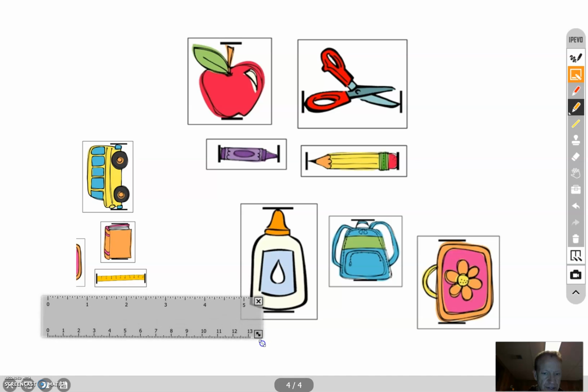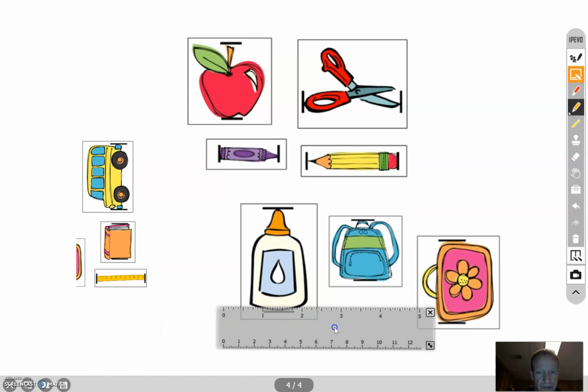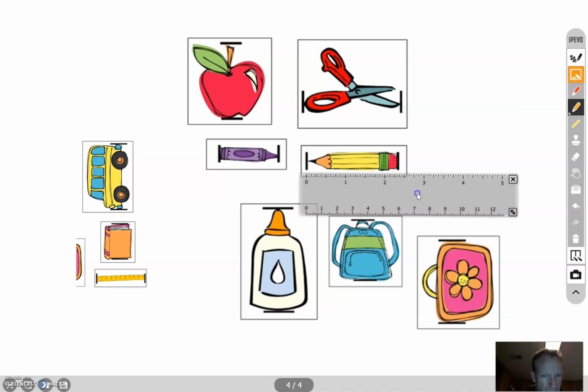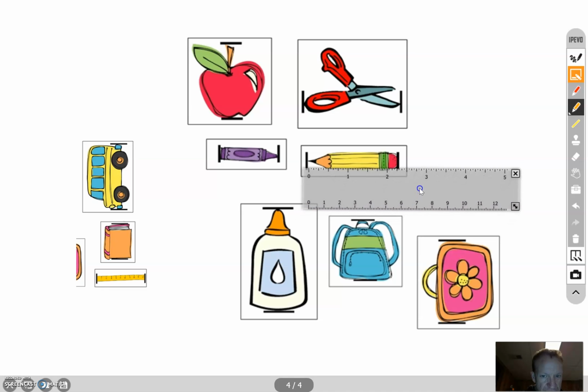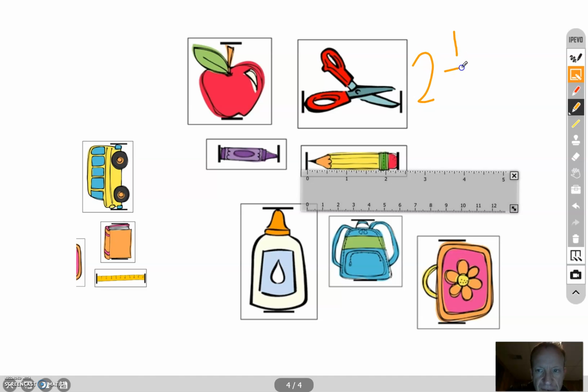Notice how this ruler does not start at the beginning. So we've got to make sure, just like the rulers on Google slides, that we hold the line up to the 0, not the start of the ruler. And then we gauge where it's closest to. If it's not near or on a line, we've got to gauge what it's really close to. So this one here would be 2 1/4. This line right here.